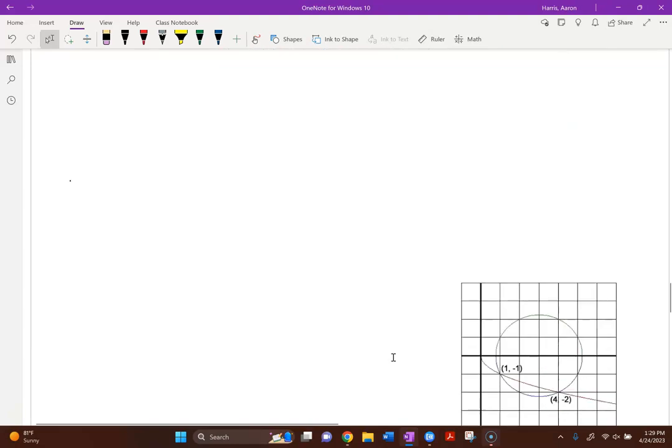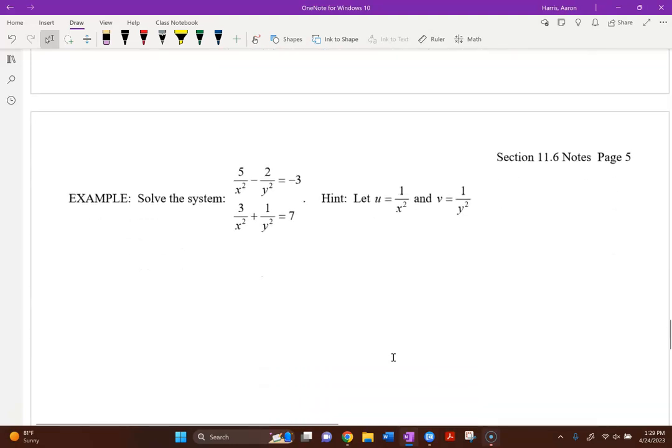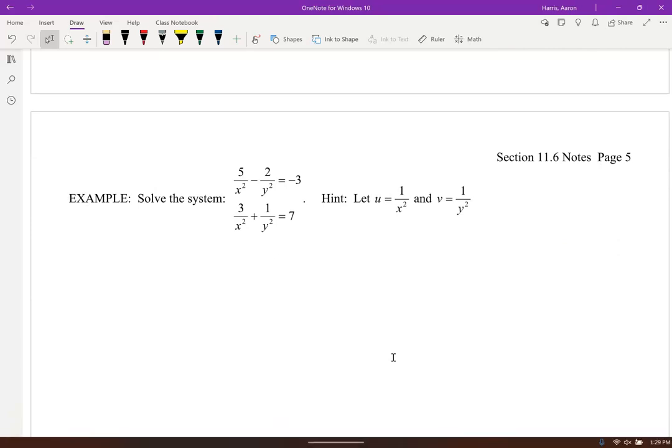And then we got one more here. How would you handle a real messy 5 over x squared minus 2 over y squared equals -3? And your big hint is, let's let u be 1 over x squared and v be 1 over y squared. And let me rewrite this another way.